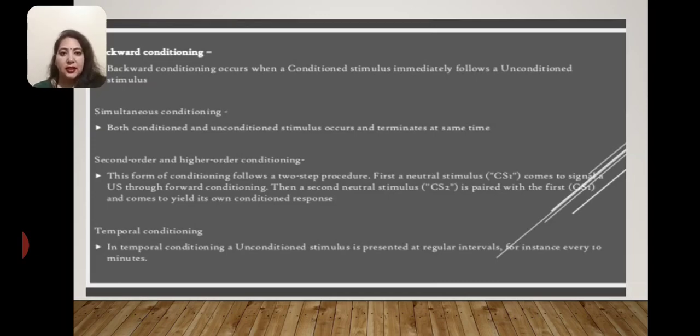Simultaneous conditioning. Both conditioned and unconditioned stimulus occur and terminate at the same time. The food and the bell both are presented at the same time. Second order and higher order conditioning. This form of conditioning follows a two-step procedure. First, a neutral stimulus comes to signal an unconditioned stimulus through forward conditioning. Then a second neutral stimulus is paired with the first and comes to yield its own conditioned response.